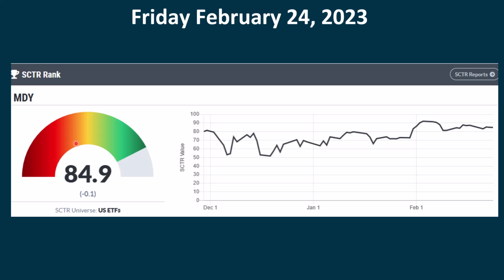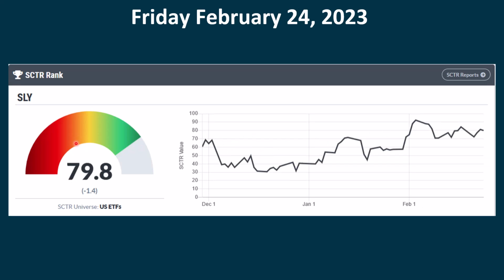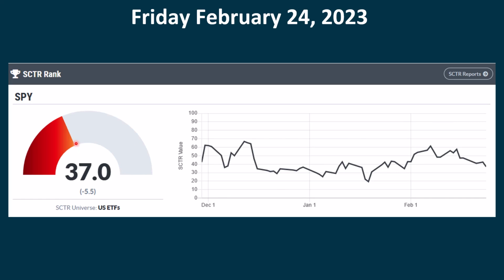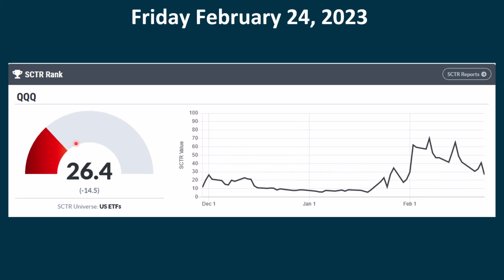And coming in first place this week are the mid caps at 84.9. Then in second place are the small caps at 79.8. Third place are the diamonds at 49.9. Fifth place is the S&P 500 at 37. And in last place is the ETF on the NASDAQ 100 called the QQQ coming in at 26.4.